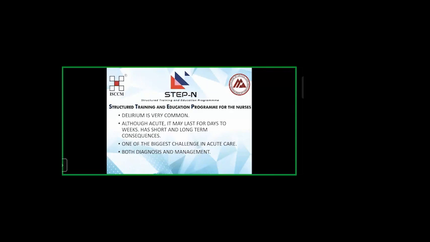In some of them, it could be long lasting. It could have implications even after the discharge of the patient. So that is the importance of delirium for the patient, not only for the acute healthcare condition for which he was admitted, but also after discharge. And one of the biggest challenges in acute care, at least from the nursing point of view, I think it is the biggest challenge. And the challenge is both in the diagnosis, as we talked, and also in management.